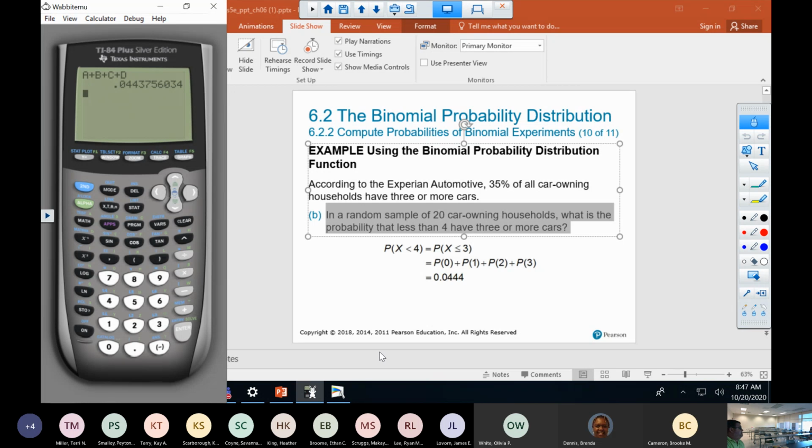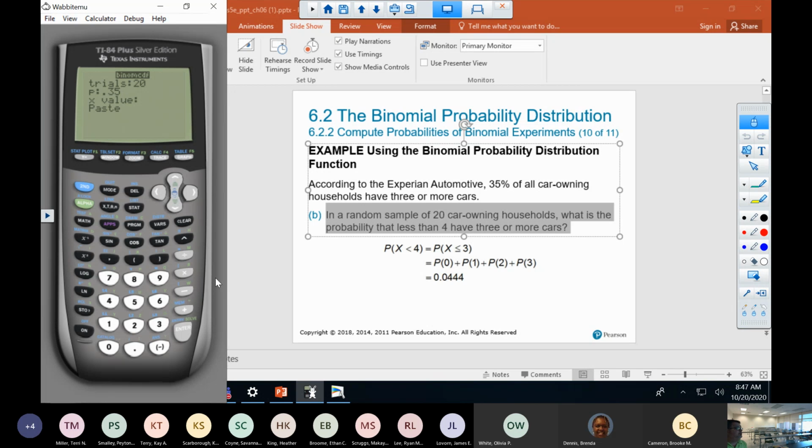Do you remember me telling you that C stands for cumulative? Cumulative means add up everything to the left. As you go over, add up everything to the left. So I'm going to hit second, vars, binomial CDF, and I'm going to type in 20, .35.